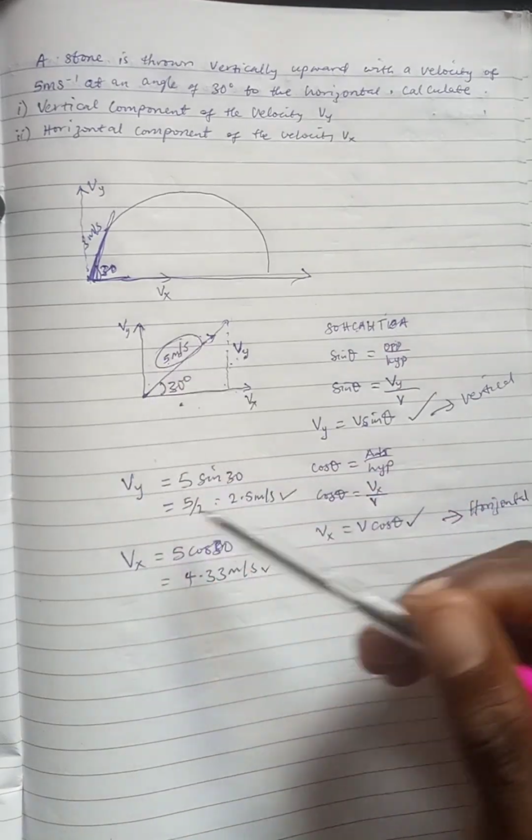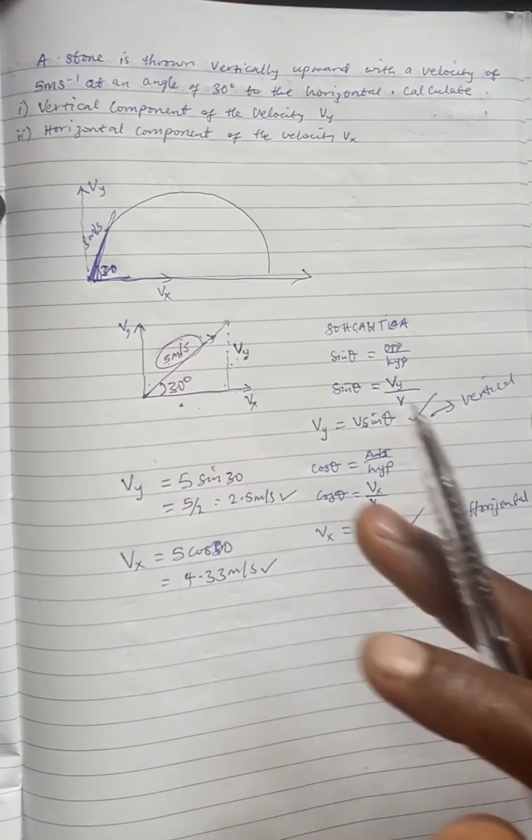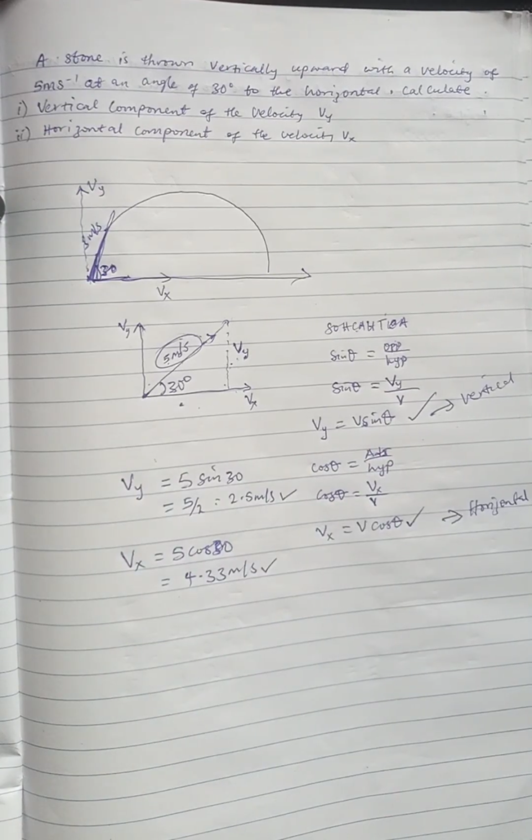So we have resolved this velocity into vertical and horizontal components. So that's how to do it. If it is force, you still do it the same way. Okay, as simple as that.